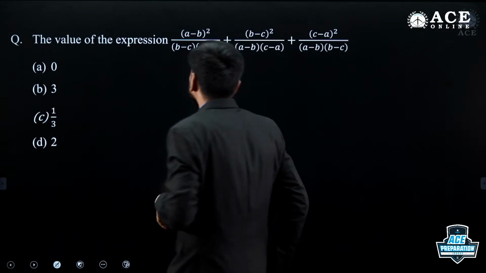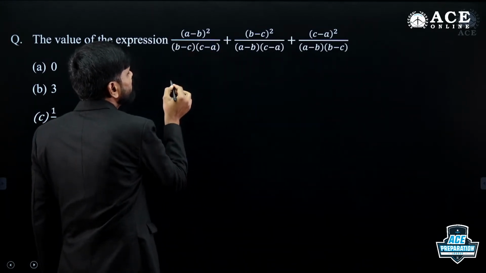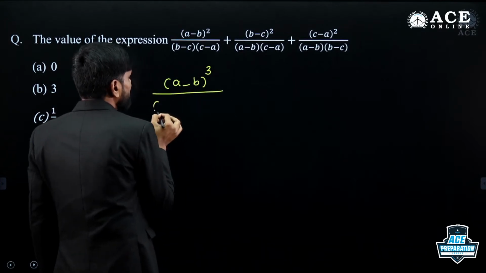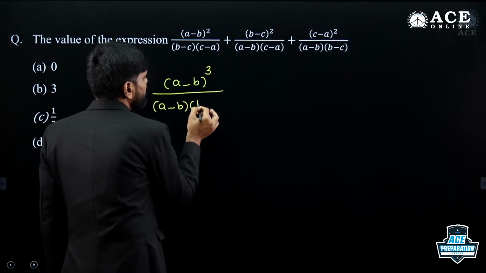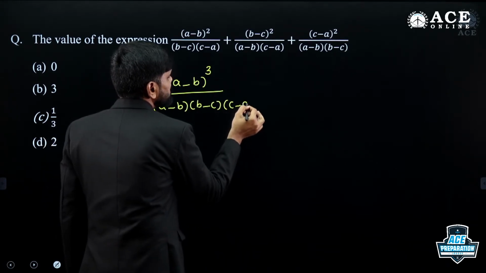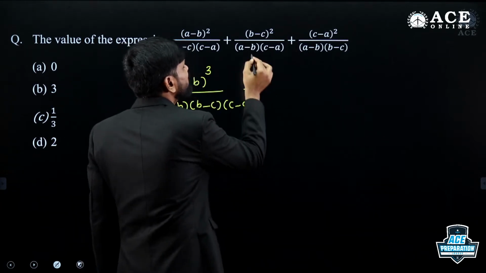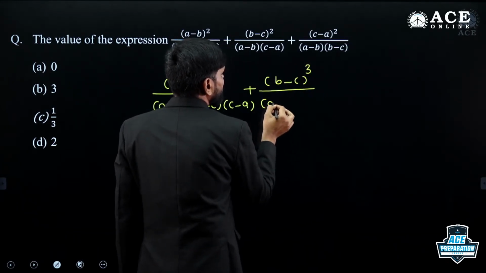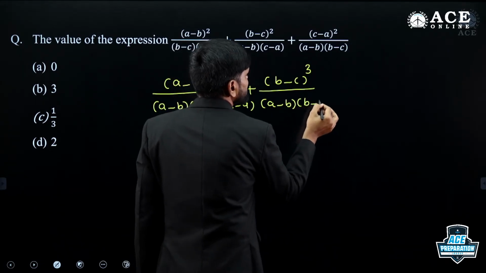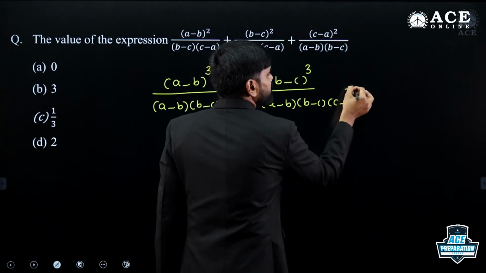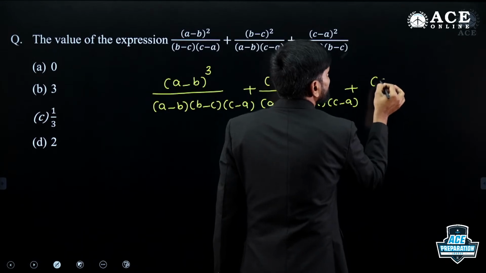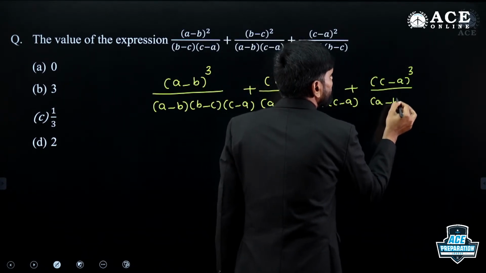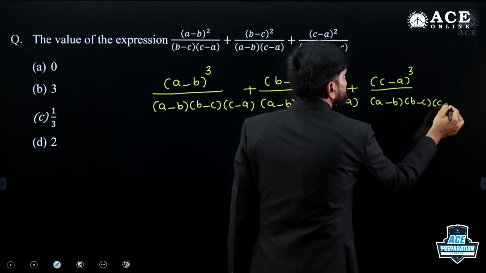Now multiply both numerator and denominator with a minus b here. That will give you what, dear? A minus b whole square into a minus b, that is a minus b whole cube, by a minus b into b minus c into c minus a, plus, multiplying both numerator and denominator with b minus c, this gives you b minus c whole cube by a minus b into b minus c into c minus a, plus, multiplying both numerator and denominator with c minus a, that gives you c minus a whole cube by a minus b into b minus c into c minus a.